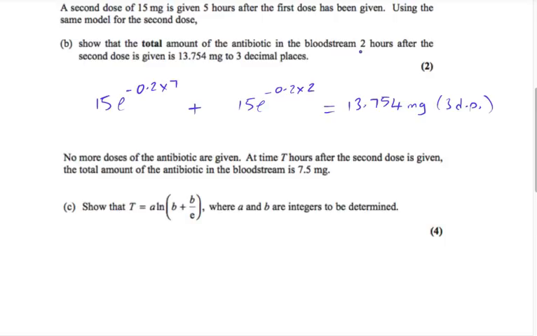So instead of having 2, 3 or 4 hours after the second dose, we're looking for t hours after the second dose. So the first term we can write as 15 e to the minus 0.2 times 5 plus t. 5 because the second dose was given 5 hours after the first, and t, it's t hours after the second dose. This term here, it's the amount that the second dose is in the bloodstream. If we're looking at t hours after the second dose, then instead of a 2, we're going to use a t. So we have 15 e to the minus 0.2 times t, and this we're told is equal to 7.5 milligrams.